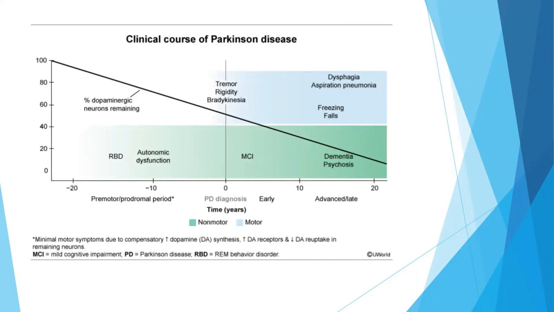mild cognitive impairment. And in the advanced stage, where there is only 20% of neurons left, the patient will have dysphagia, aspiration pneumonia, falls, dementia, and psychosis.